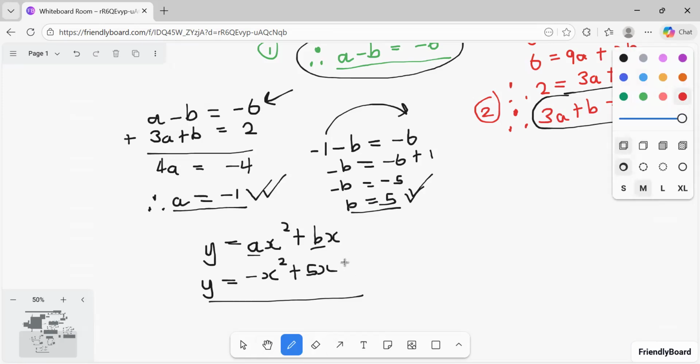So that is the equation of this quadratic function. That's the equation of this parabola. So that's how you apply the standard form when you are given only 2 points. So that's what you do.